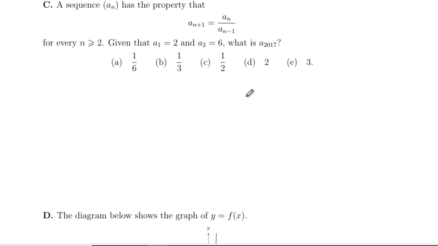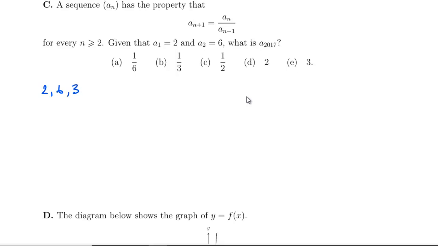Right, on to C. The sequence a_n has the property that a_(n+1) is a_n divided by a_(n-1) for every n greater than or equal to 2. So given the first two numbers, 2 and 6, what is a_2017? Right, so there's probably going to be a pattern here. Let's go through these then. So 2, 6. So what are we doing? We're taking the previous one and dividing it by the one before that.